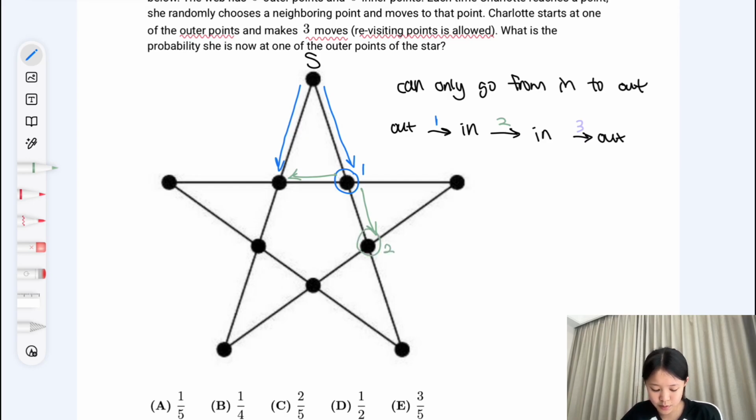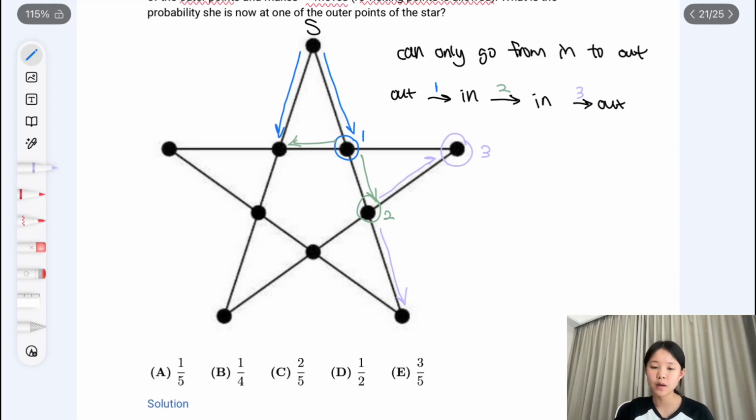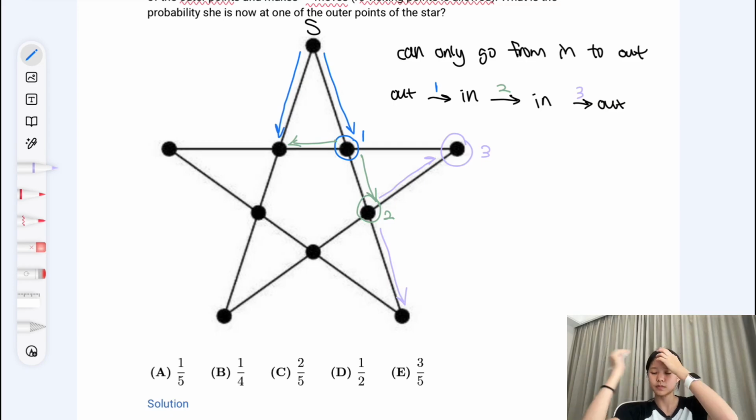And then finally, she has 2 choices of outer points. You can go to this outer point, or she can go to this outer point. And so let's say she chooses this outer point, right? So what we notice here is that each path, assuming she has the goal of reaching an outer point, she has to take 2 choices at every turn. So in total, we can write that out as a probability. 2 times 2 times 2, since she has 3 moves, and at every move she has 2 choices.